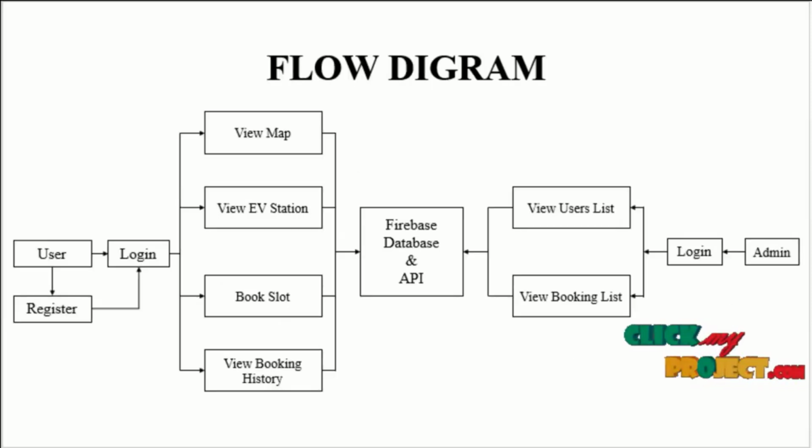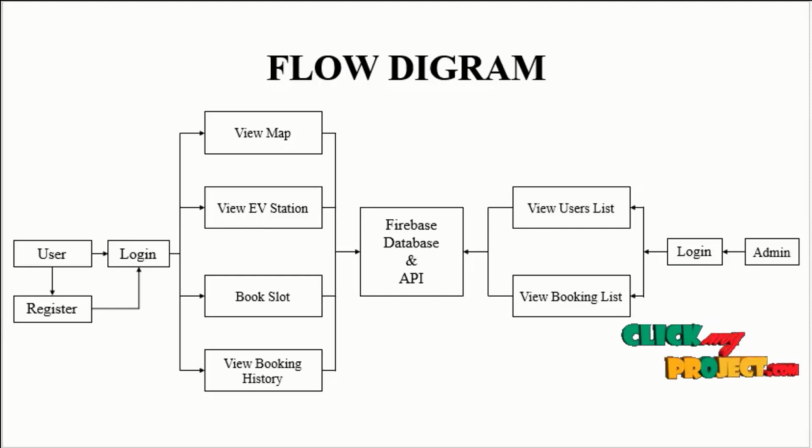Flowchart of our project. We have two apps, the user app and the admin app. The user registers and logs in, with authentication done using the Firebase database. After the login, the first page is the map view of all the EV stations. Then book the slot.